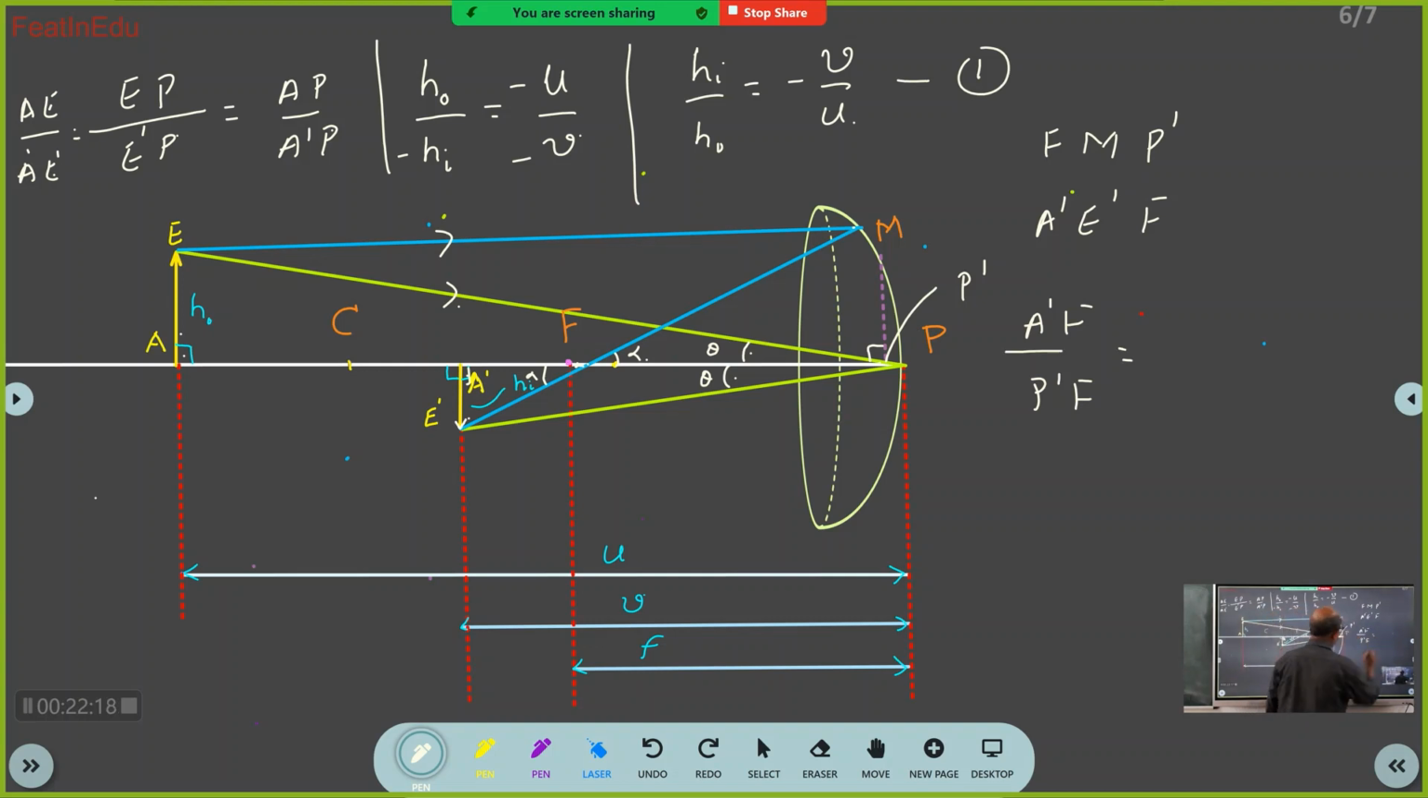So this ratio will be equal to what? Next, A dash E dash is proportional to what? P dash M. Now, what is A dash F? From here to here it is V, and from here to here it is F. So A dash F will be V minus F.